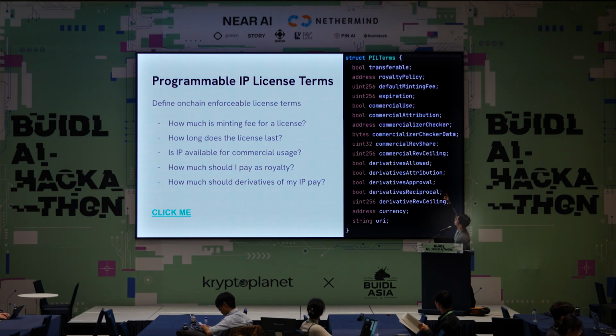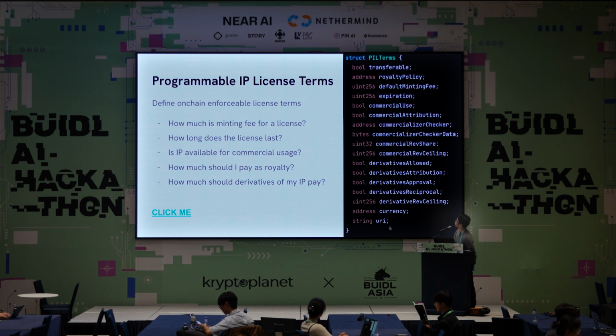But when you say it's like 100 IP token, then every time you mint it, you have to pay 100 IP to the owner of the IP. And then you can say how much of the revenue that you need to share. For example, commercial revenue share right here, that specifies. So I think it's in bips. So if you say 50 bips, then you have to pay 0.5% to the owner.